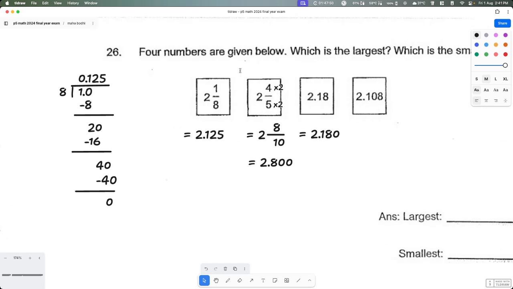So we want to convert everything to three decimal places.